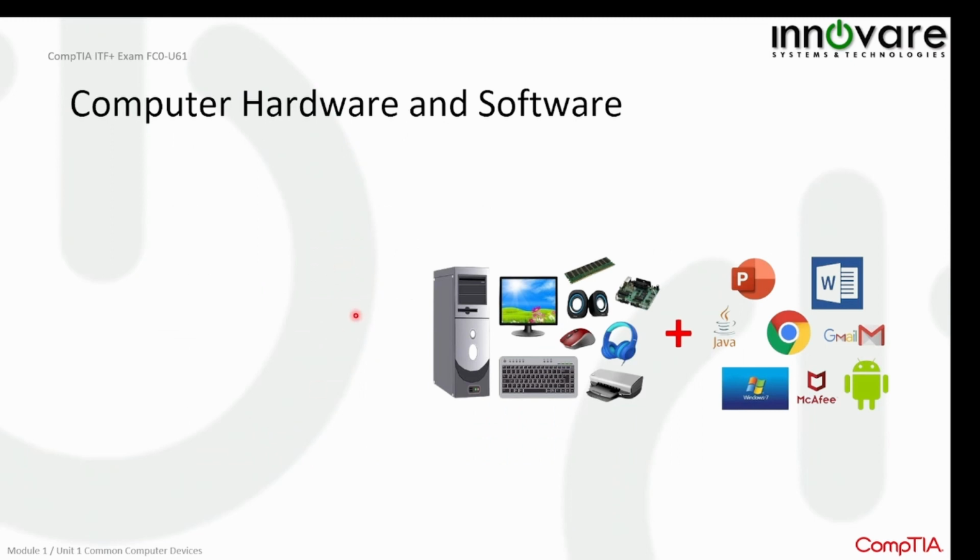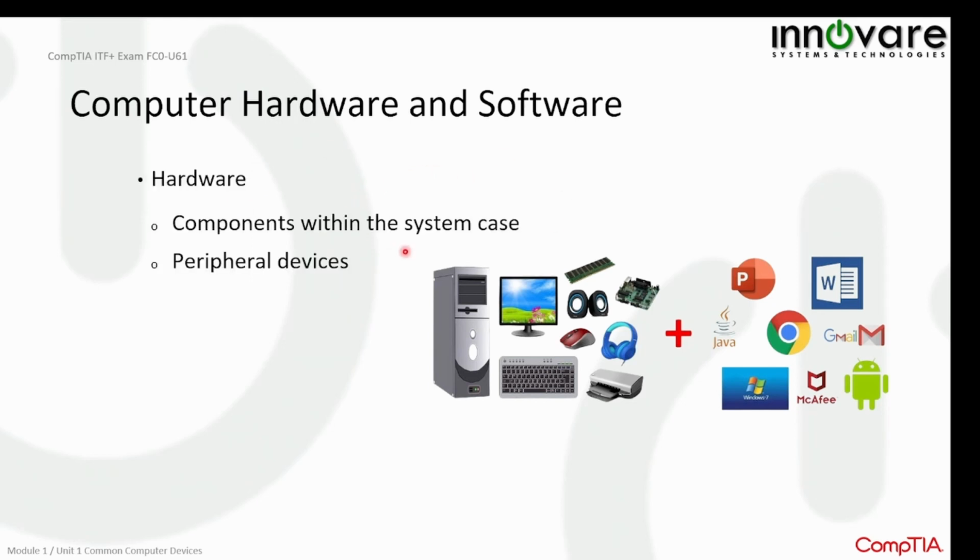So the common computing devices, when it comes to IT, we start with the computer. And when we say computer, we all know that there's the hardware, the unit itself, and the peripheral devices. The peripheral devices are the things that you connect to the main unit itself, the CPU. And then we have the software.